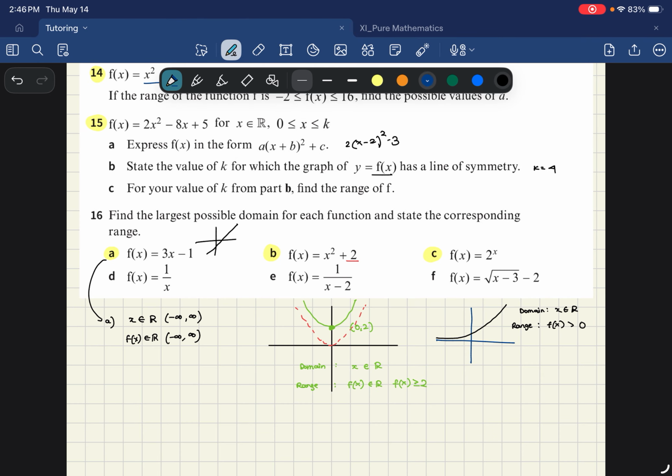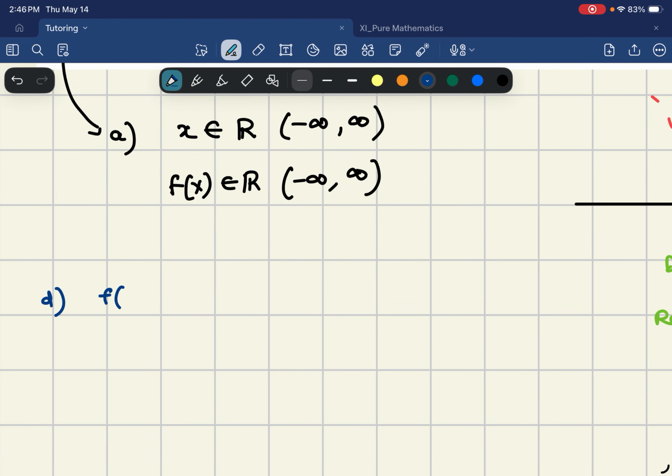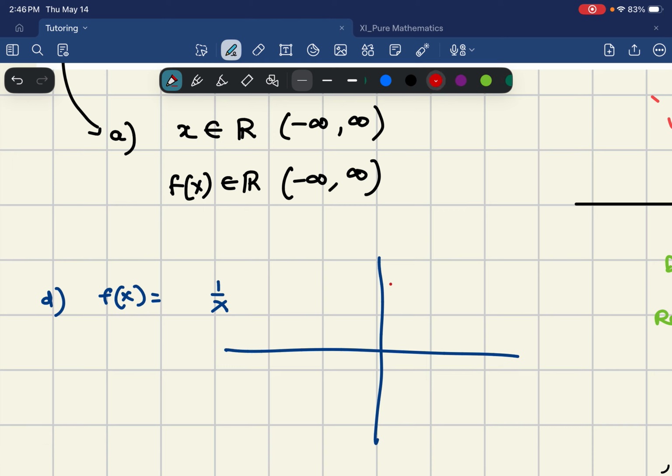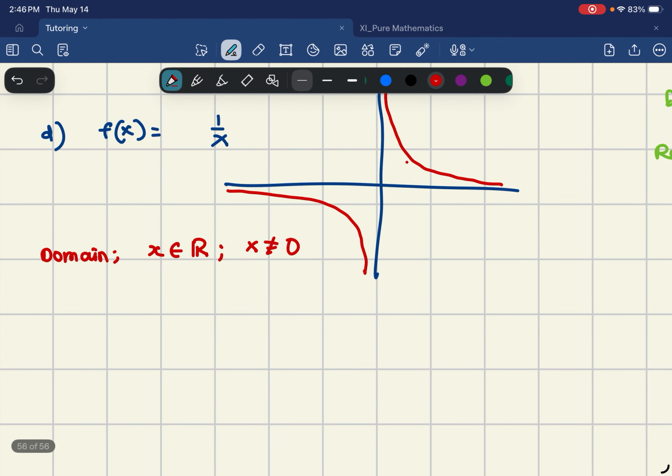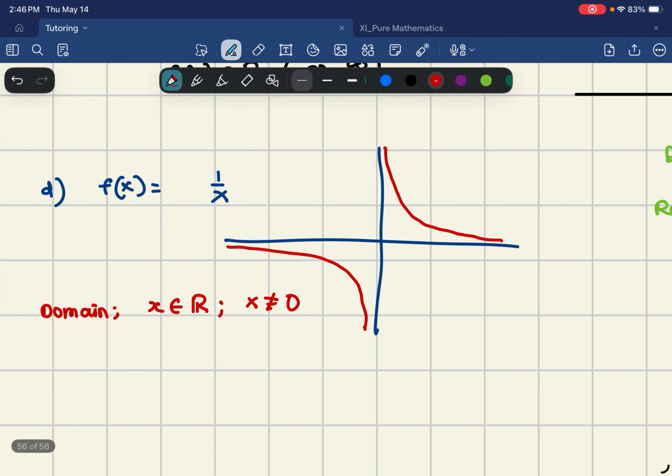For D, we have discussed this function as well. F of x is equal to 1 over x. So let's visualize the graph. The graph looks something like this. So your domain is that x is an element of real numbers, but do we consider all real numbers? No. X cannot be equal to 0, because it's not defined when x is equal to 0. If x goes to 0 from the positive side, it goes to positive infinity. If x goes to 0 from the negative direction, then it goes to negative infinity.